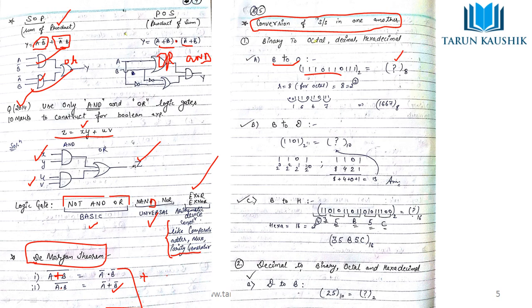So what we will do is the grouping of three bits of this binary number. So the last three correspond to 7. Why? How is it 7?